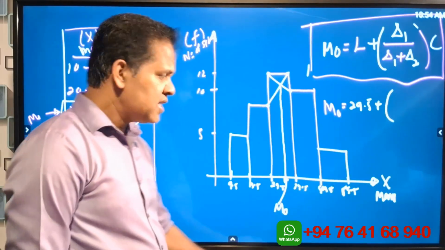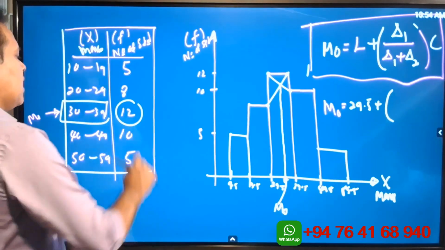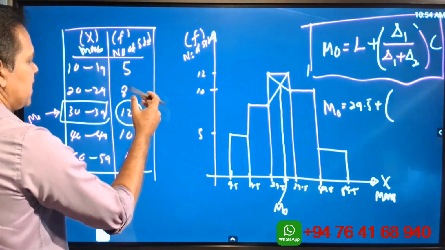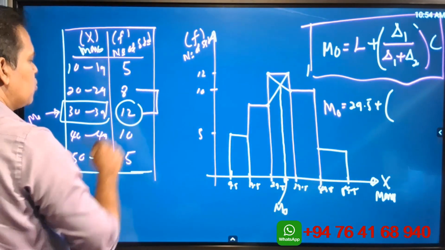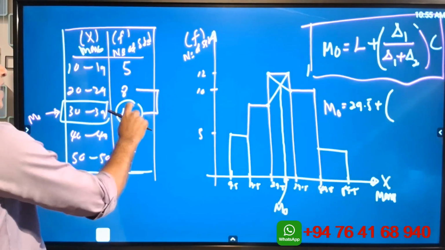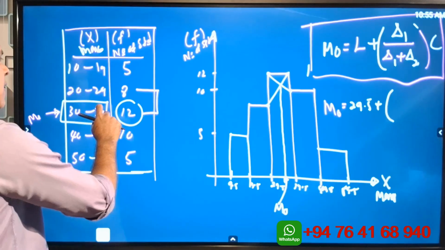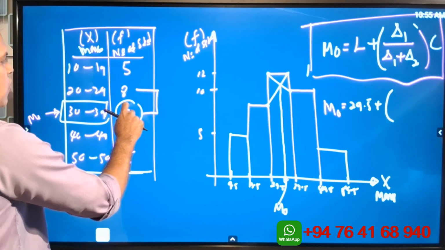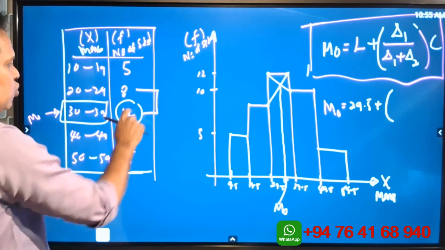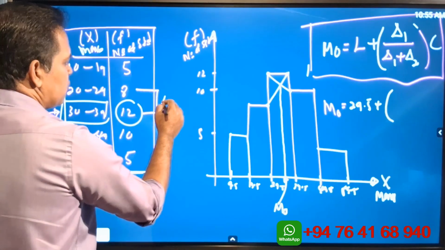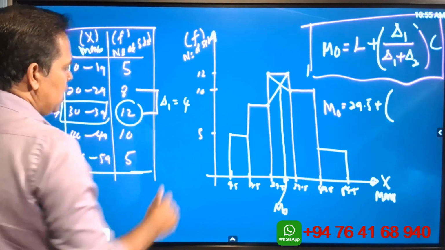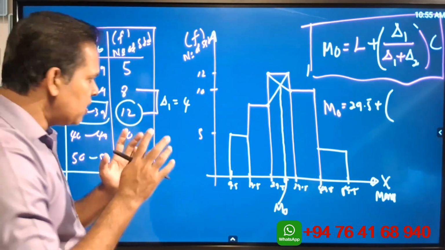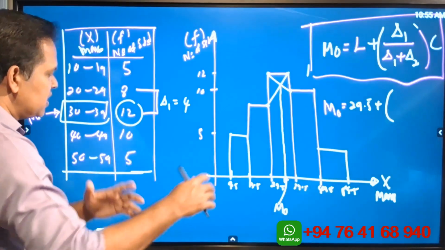Delta 1. What is delta 1? Delta 1 is the difference between these two values. That is the frequency of the mode class and the frequency of the pre-mode class. That is these two values, 12 and 8. The difference, that should be delta 1, that is 4. No need to consider the sign, minus or plus. Just consider only the difference, only the gap.